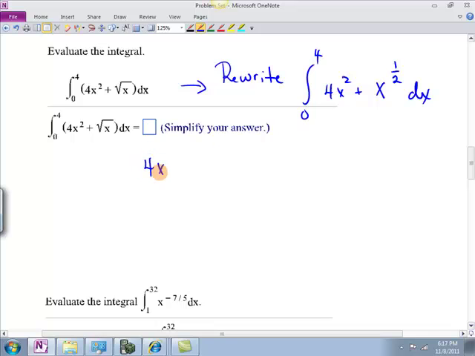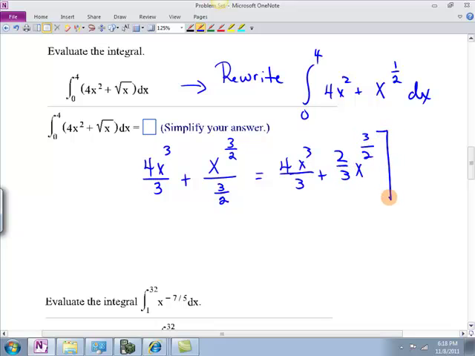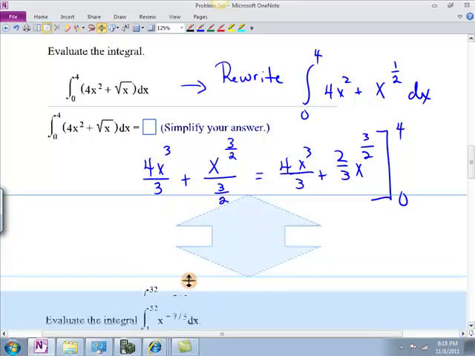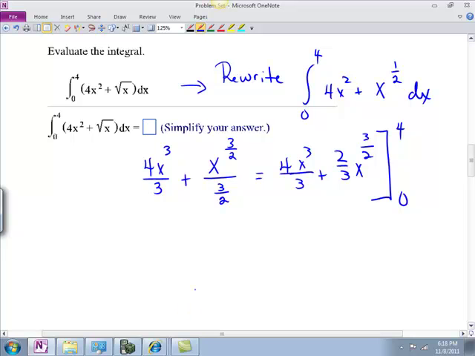So then you're going to have 4x cubed over 3 plus x to the what? 3 halves divided by 3 halves. And what's that going to become? Okay, so we've got 4x cubed over 3 plus 2/3 x to the 3 halves evaluated from 0 to 4. Because we just flip that when we bring it up. So you don't have to worry about the 0. We are going to evaluate it at 4. And again, you're going to get a fraction.